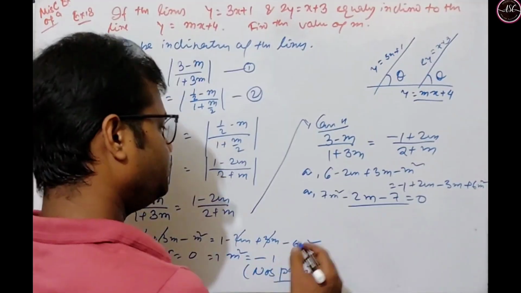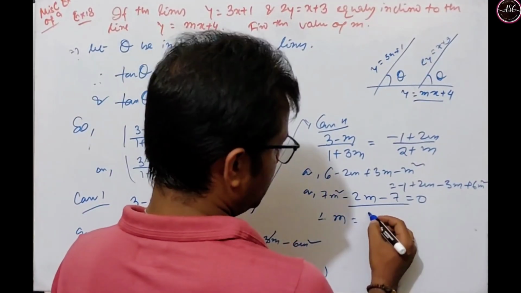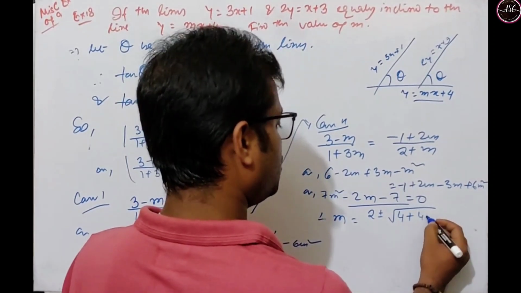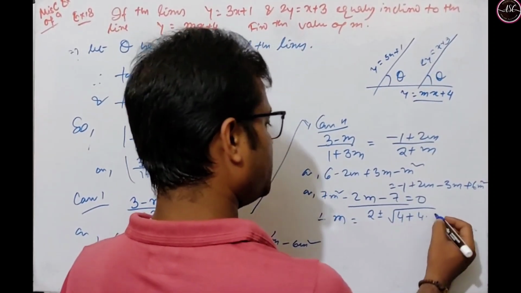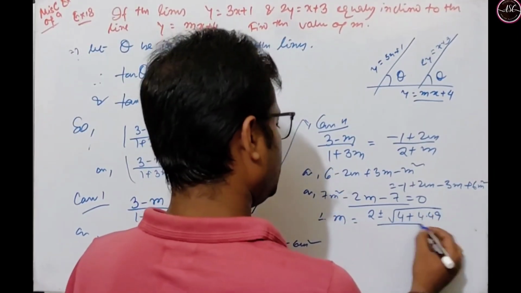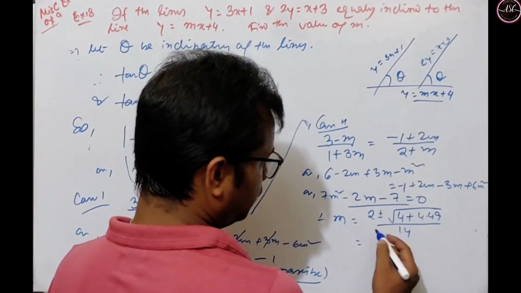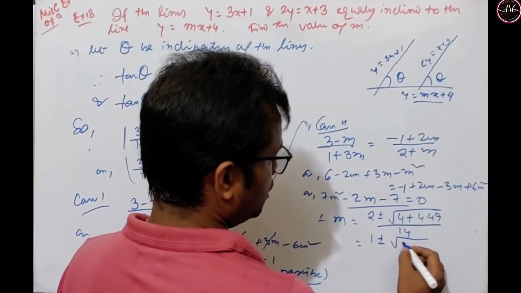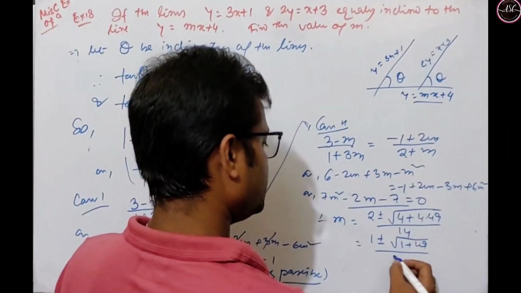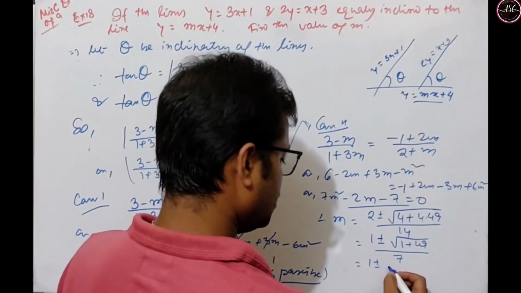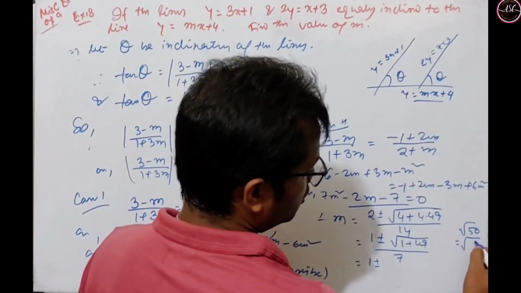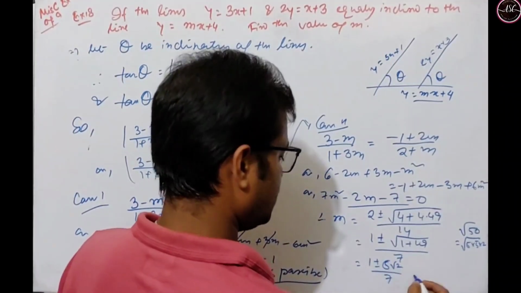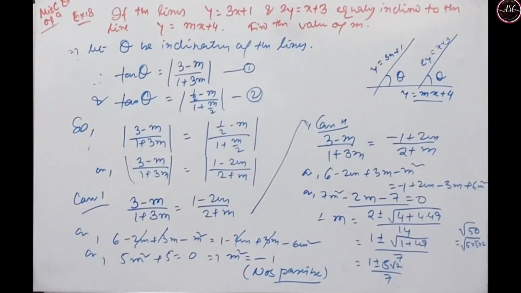Okay, so m equal to minus b plus minus root of b square minus 4ac, that means 2 plus minus root of 4 plus 4 into 7 with a equal to 7, c equal to minus 7, that means plus 4 into 49, divided by 2a, that means 14. So if we take 4 common from this and divide by 2, we get 1 plus minus root of 1 plus 49, divided by 7. So that will be 1 plus minus root 50. Root 50 equal to root of 5 into 5 into 2, so 5 root 2. So m equals 1 plus minus 5 root 2 divided by 7. Okay, that will be the value of m. Clear?